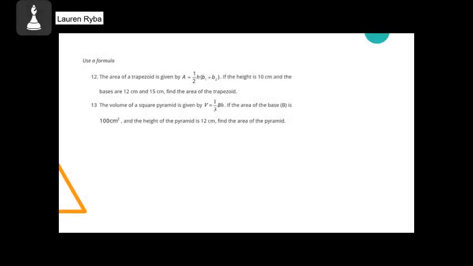One reason we work with these expressions and talk about constants and variables and things like that is to be able to use things like formulas. Formulas are filled with variables that we need to be able to fill in to be able to solve a problem. So for 12, it says the area of a trapezoid is given by the formula area equals 1/2 height times the quantity of the base 1 plus base 2. So if the height of the trapezoid is 10 centimeters and the bases are 12 and 15 centimeters, can you find the area of the trapezoid?